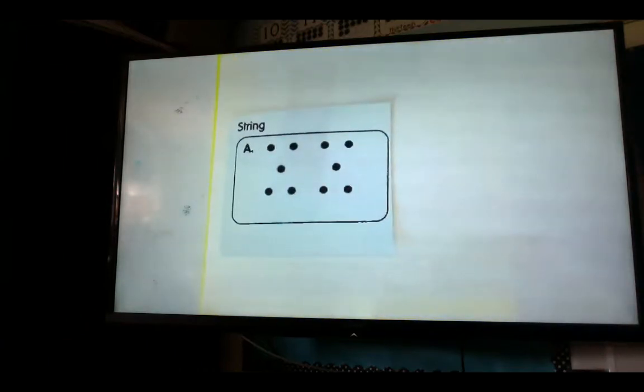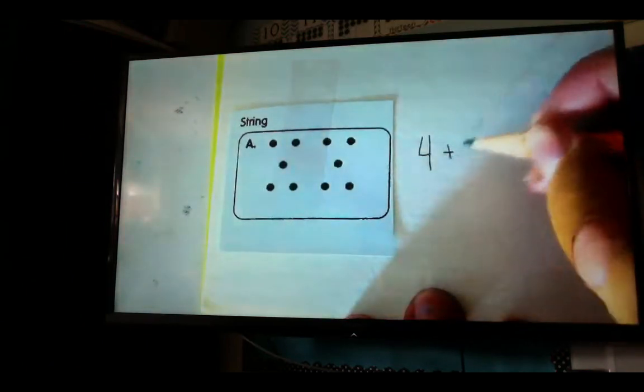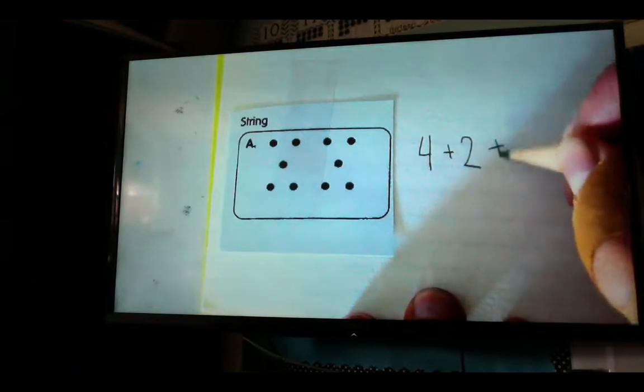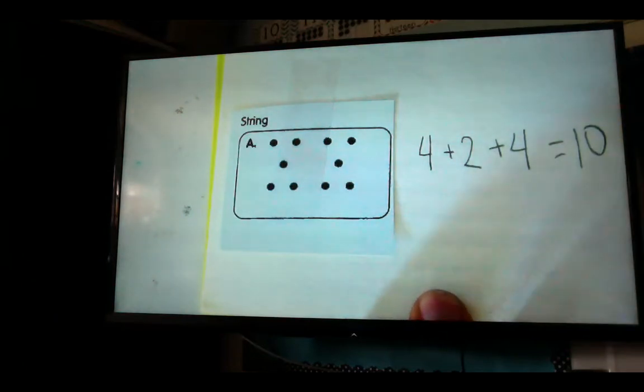When I look at this, I see 4 on the top row, 2 in the middle row, and 4 on the bottom row. You may have seen them in a different way, and that's okay. So now let's write our equation. We have 4 plus 2 plus 4. And all together, that equals 10. Good job.